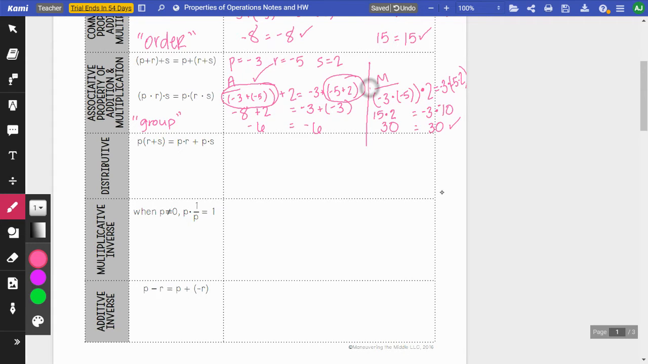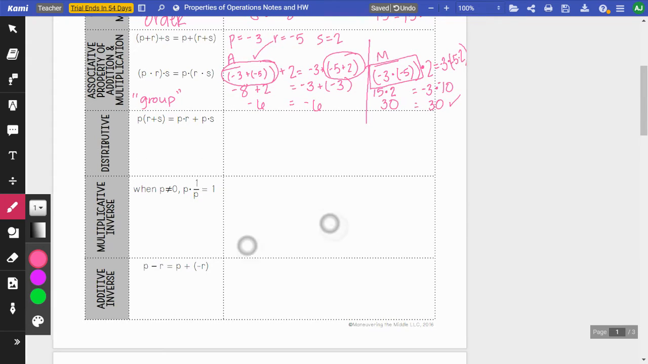Again, I like to group my negatives together and take care of those first. To me, it's just easier. All right, moving on to the distributive property.